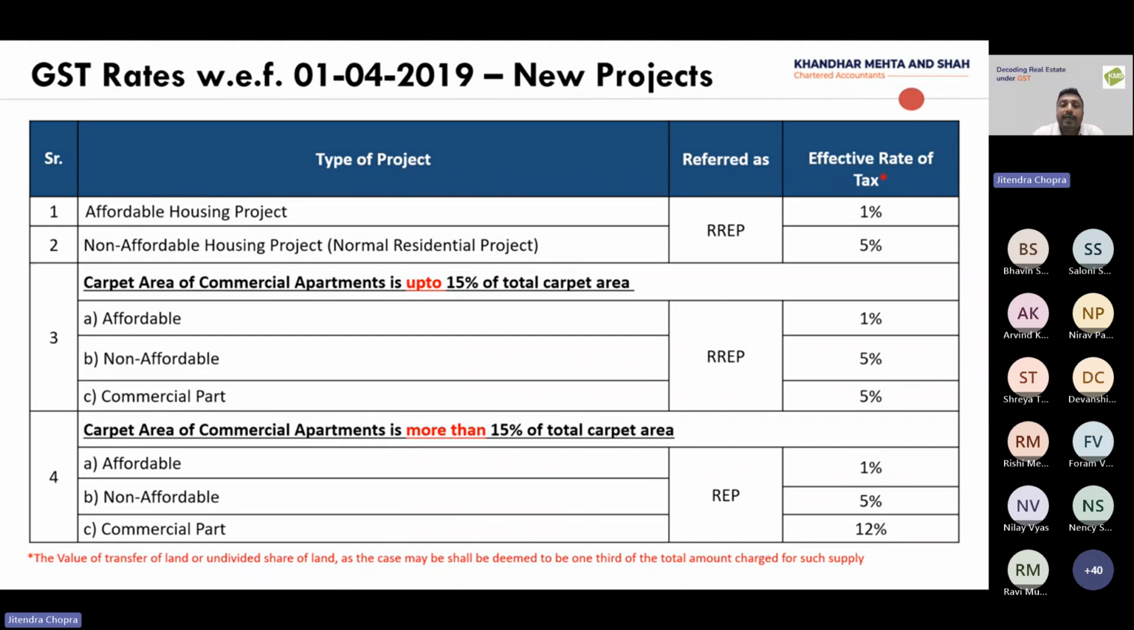Now, a very important practical clarification is that these are the effective rates after the deemed one-third reduction for land. Legally, the actual rates are 1.5%, 7.5%, and 18%, which are applied on two-third value of collection. This becomes important for GST returns. Many developers disclose wrong taxable value in GSTR-1 and 3B. For this, we will discuss it in the next slides.